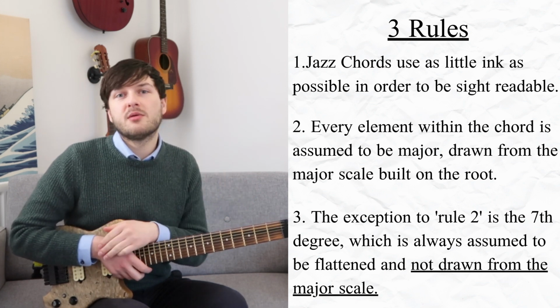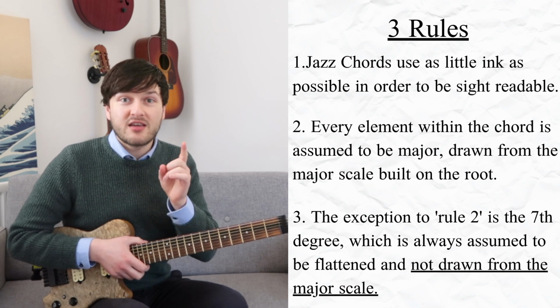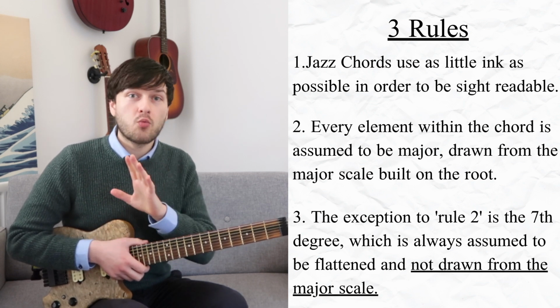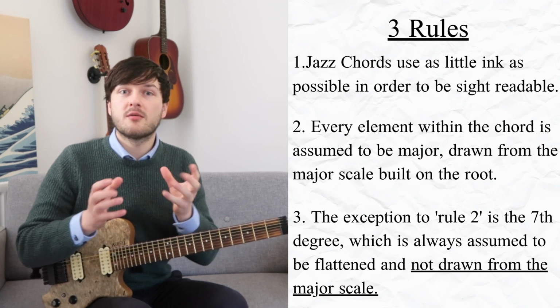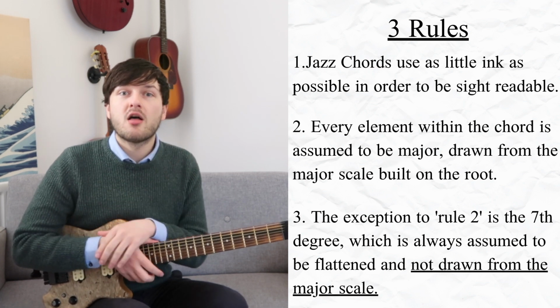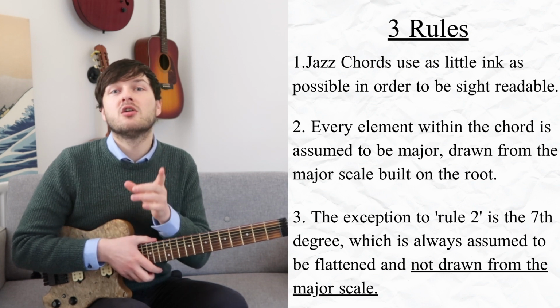And the third thing you need to be aware of when reading chord symbols is the exception to rule 2. There's only one exception in the whole of music. Everything is assumed to be drawn from the major scale apart from the 7th, which is assumed to be flattened.